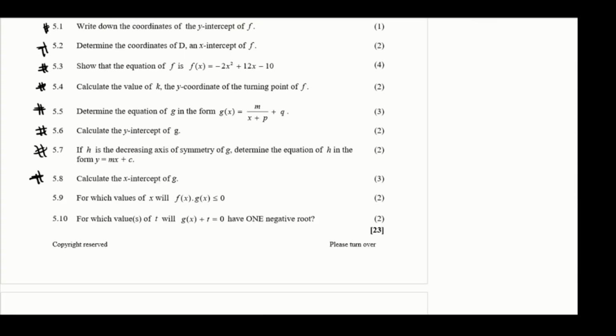So now 5.8, we are asked to calculate the x-intercept of g.